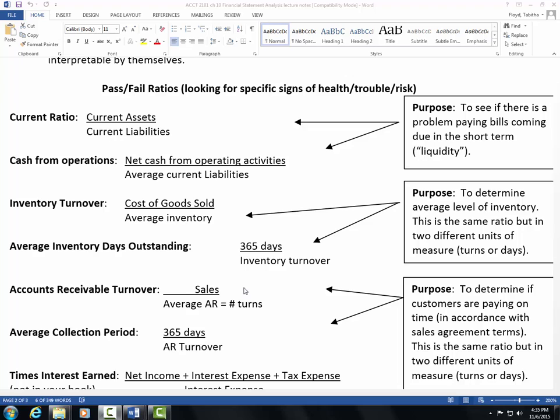But there's several multiple choice questions on the exam dealing with the ratios, where you're having to compare companies and say which is better or worse, or compare the same company over several years to say if the ratio is getting better or worse. So it's very important for you to be able to interpret the ratios.